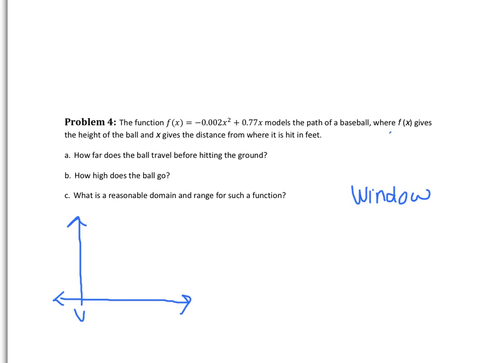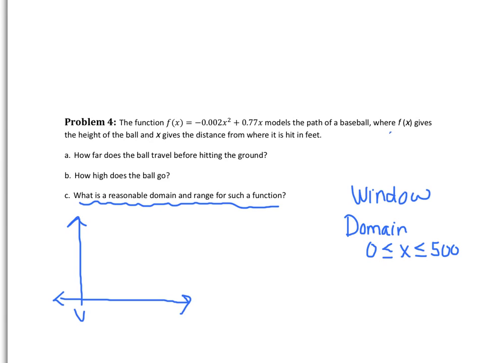Because part of it is we have to identify for C, what is a reasonable domain and range for such a function? And I'm actually going to jump to C right away because our domain will tell us what we want our window to be. And so you're going to start, remember x is the distance where it is hit in feet. So we'll start at 0. And let's say you could hit a ball all the way out to 500 feet. That's a really long hit, but that's fair.